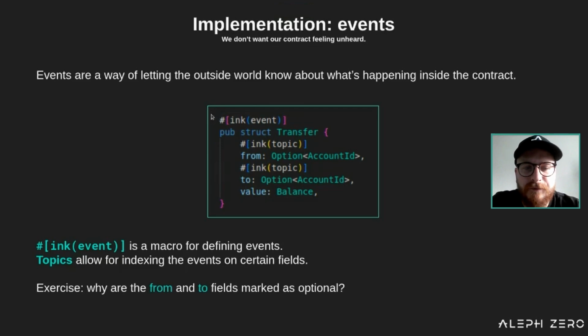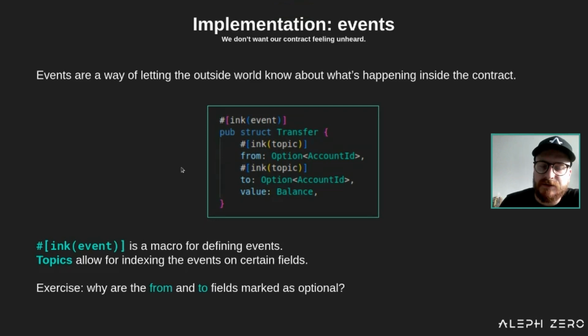And for fields that you want to be indexed, so if you want to search using this field, you would probably want to use the topic annotation, topic macro. Here we want to probably index the to and from addresses, but not the balance, because the balances of the transfer will be all over the place. So just like in a database, you wouldn't necessarily do an index on this one, but it will vary from use case to use case.